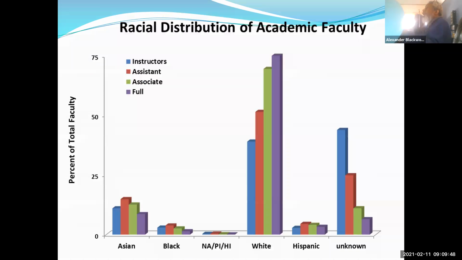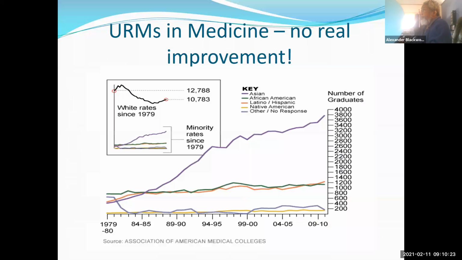Okay. Well, if you look at the racial distribution of faculty members, you will see that as you go up the academic ladder, it is more and more skewed, or there's less representation. Now, why is that? Well, the attrition rate is disproportionate. Next slide. If you look over time, there's very little change. If you look at the number of people represented in medicine in minority groups over the last 40 years, there's really been almost no change. Next slide.